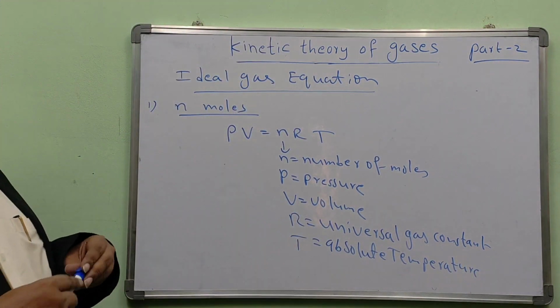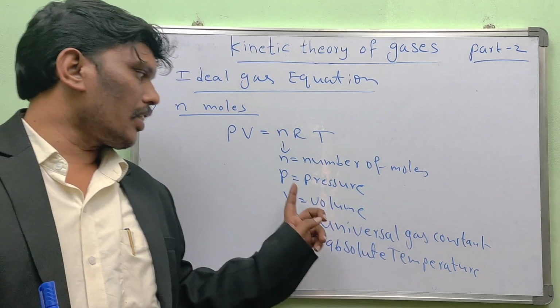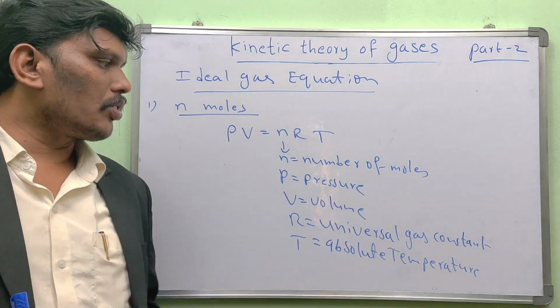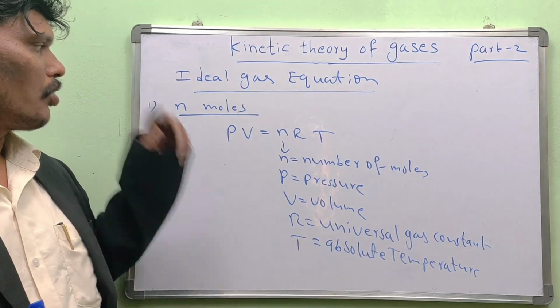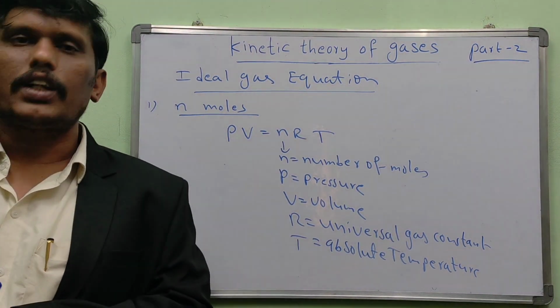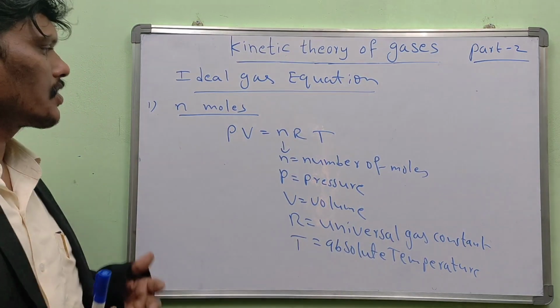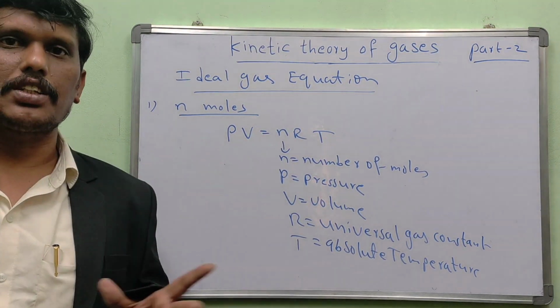So for n moles, PV is equal to nRT, where n is the number of moles, P is pressure, V is volume, R is the universal gas constant, and T is absolute temperature. This is for n moles. Now, how does the ideal gas equation change in different situations? We will see today.